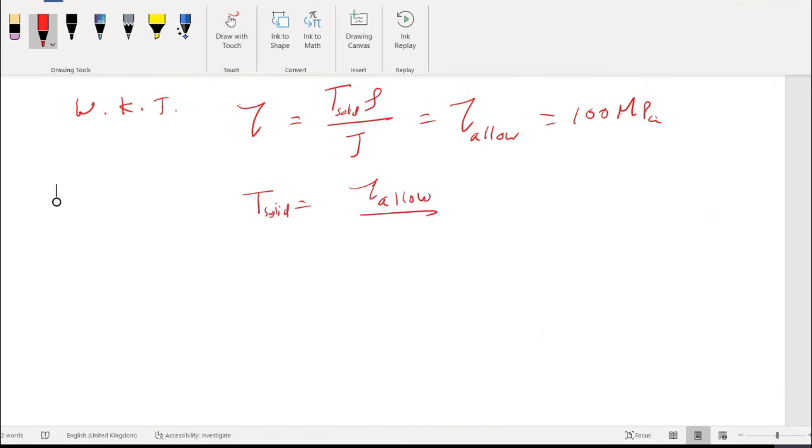Okay, allowable. I just rearrange this equation. My T solid will be tau allowable, and J will go up, so I end up with rho at the bottom. Rho will come down if I rearrange it. Can we now find out the value? Get me the value, please.